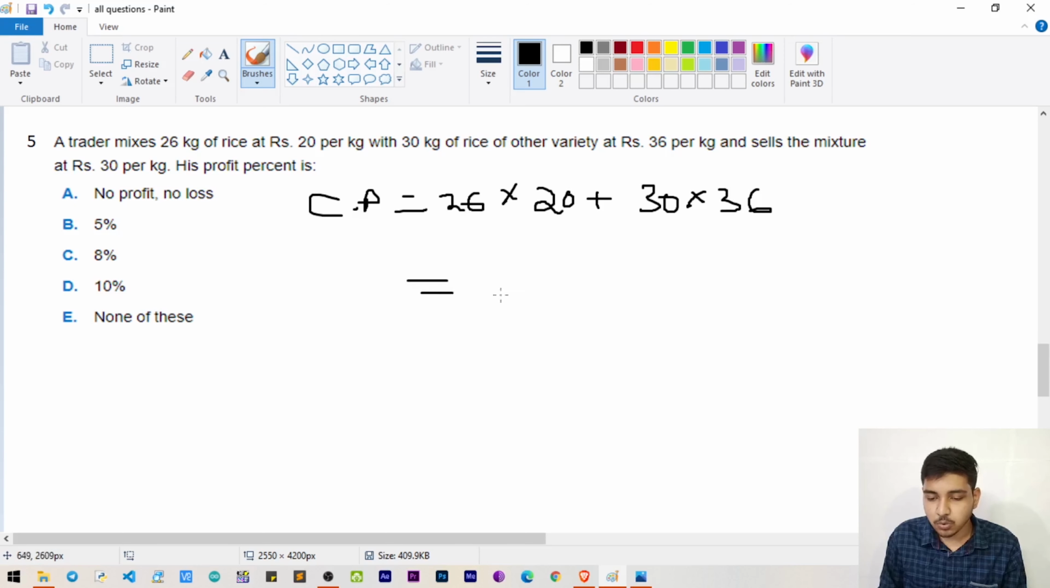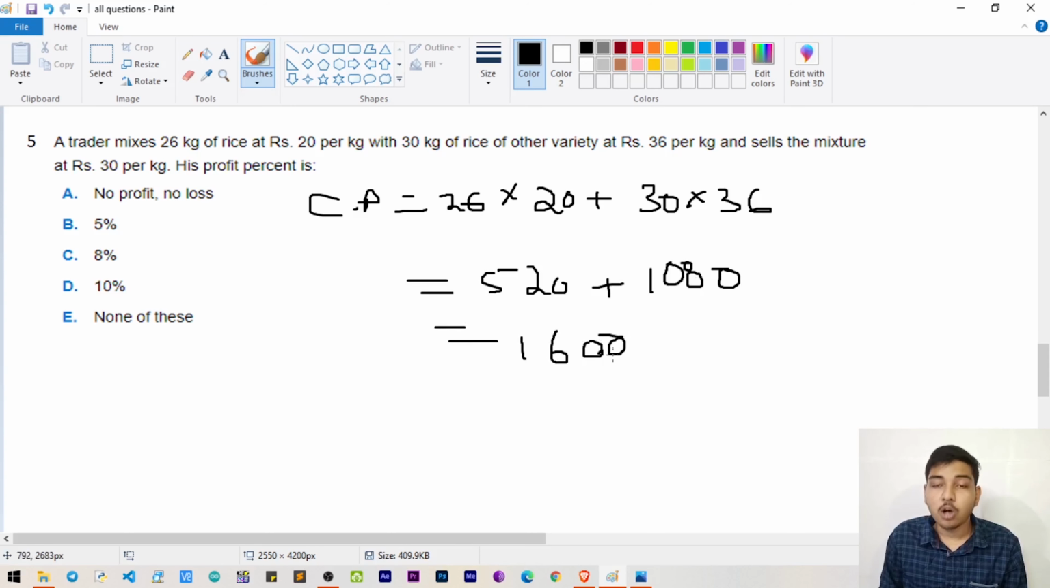So 26 twos is 52, so 520, and 36 threes is 108, so 1080. So this will give you 1600 as the cost price for 56 kgs.